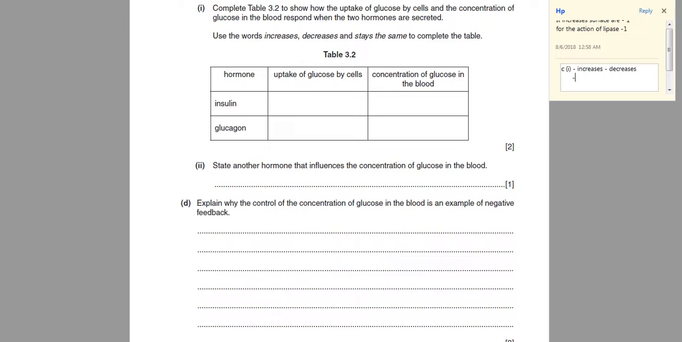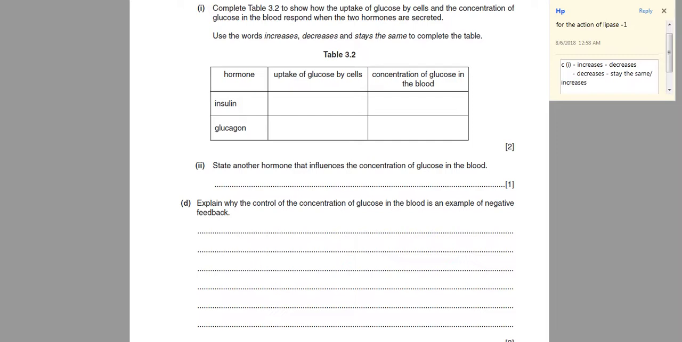Okay, then next, what will happen to glucagon? When I'm talking about glucagon, uptake of glucose by the cell, what is happening? Since this glucose is converted into glycogen, glucagon decreases. Okay, and concentration of glucose in the blood, you can actually give two answers. Either it is going to stay the same, or you may also say that it increases.